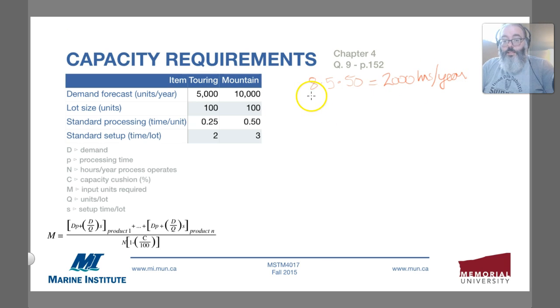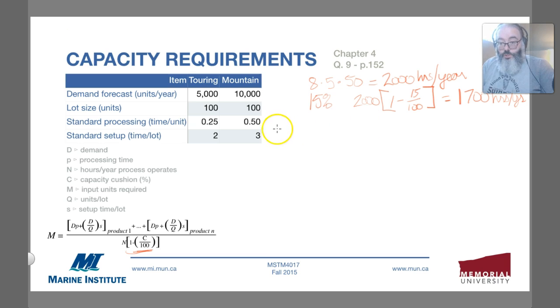And then we're told that the capacity cushion is 15%. So the denominator down here is essentially all it's doing is taking 85% of our 2,000. So just to work that out, I'll do it the way that the book does. It's 2,000 times 1 minus 15 over 100. And so that's going to be equal to 1,700. So that is 1,700 hours per year available to us per workstation with a 15% capacity cushion built in.